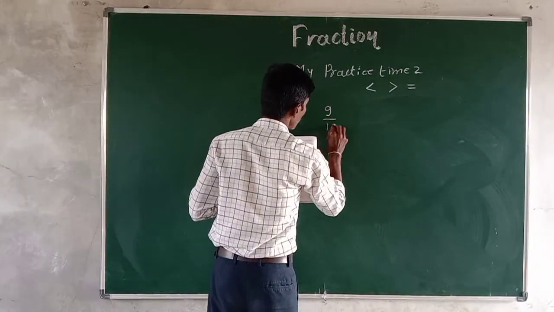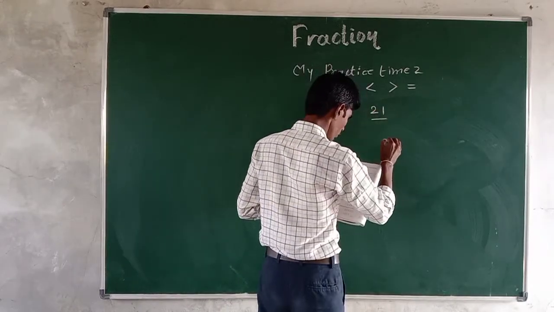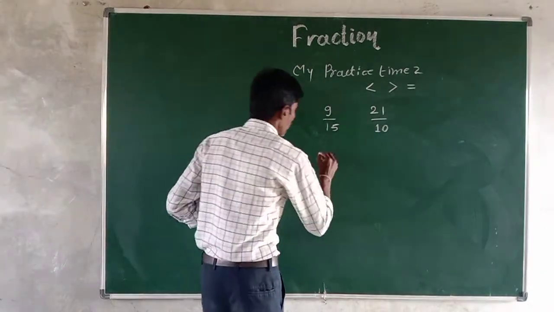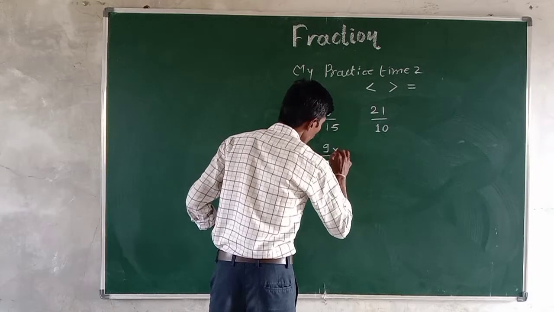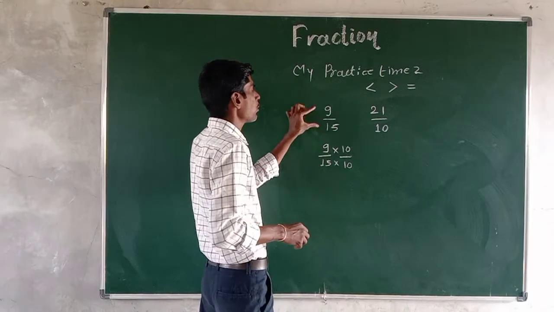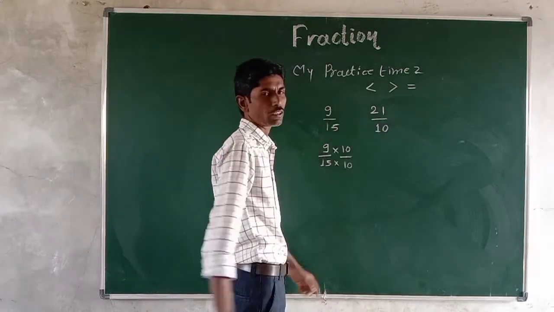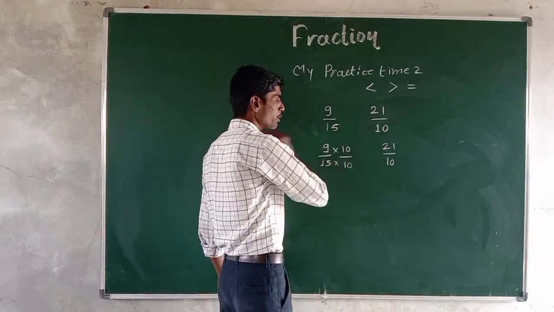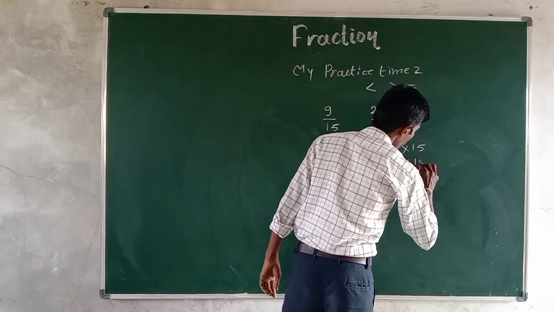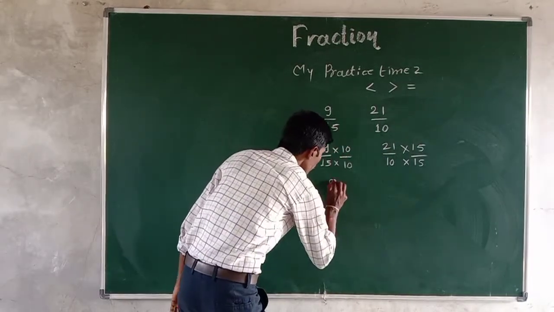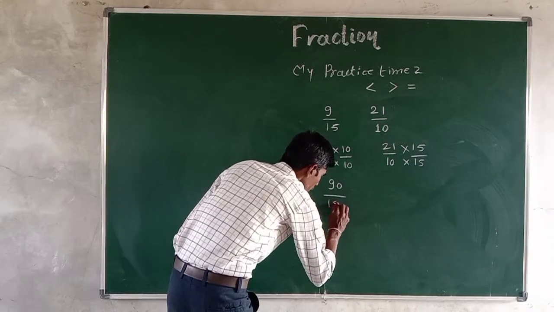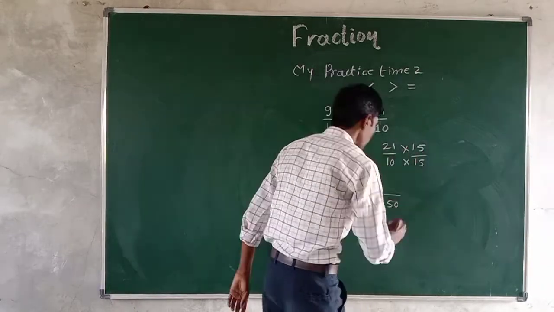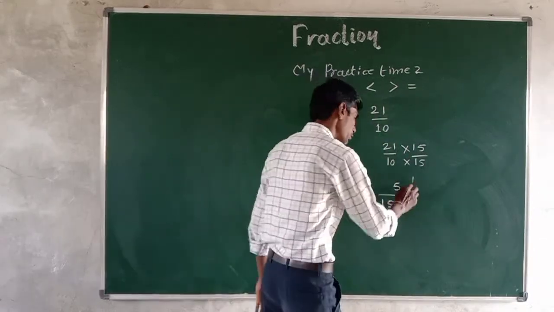Now 9 upon 15 and 21 upon 10. Multiply 9 upon 15 by 10, the second fraction's denominator, and multiply 21 upon 10 by 15, the first fraction's denominator. 9 tens are 90, and 15 tens are 150. 15 ones are 15, 5 carry 1. 15 twos are 30, 30 plus 1 is 31.